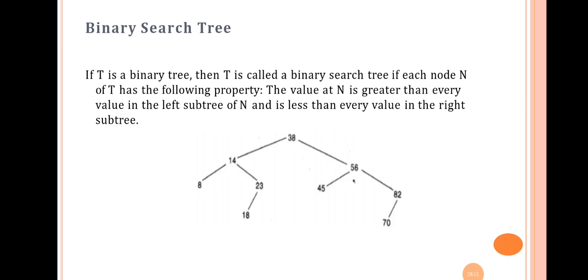Next is the binary search tree. If T is a binary tree, then T is called a binary search tree if each node n of T has the following property: the value at n is greater than every value in the left subtree of n and is less than every value in the right subtree. So here the root node is 38. On the left side of 38, all the values are less than 38. On the right side, all the values are greater than 38.